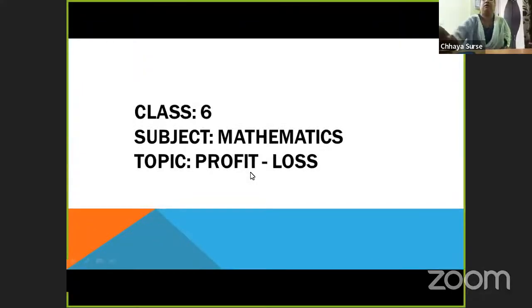In transactions, sometimes they got the profit and sometimes they got the loss. Today we learned about how to calculate profit and loss, because you have to know about this.